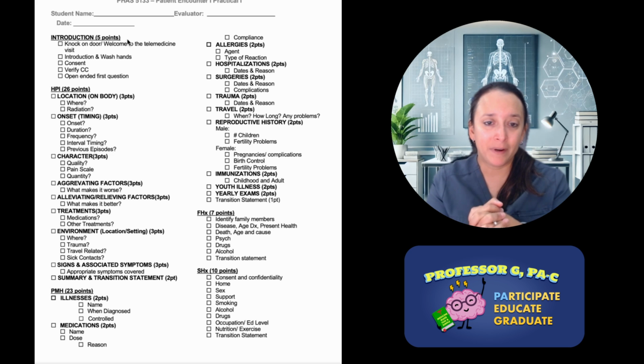I would get in the habit of asking to check their name and date of birth, because on all of your OSCEs, you'll have to check that on your patients. You're also going to verify the chief complaint, why they're there. And then start your visit with an open-ended question. That's your quick introduction. That shouldn't take you more than 30 seconds.